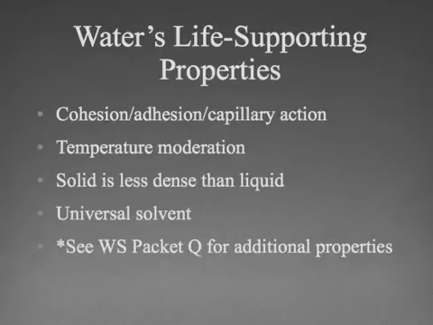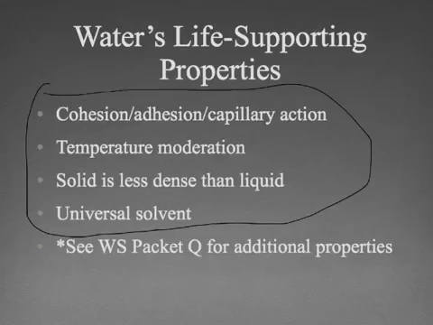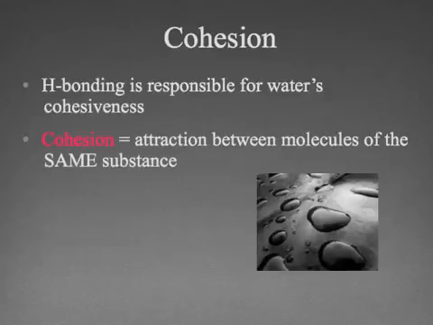Water has properties. So for example, here's a list of all the properties that water has. And it turns out that all of these properties are due to the fact that water can form hydrogen bonds. So water is a polar molecule, and being a polar molecule allows it to form hydrogen bonds. Okay, so let's look at these properties a little bit. So the first property listed there was cohesion. And basically, cohesion is the attraction between molecules of the same substance. So that's one we kind of already talked about.